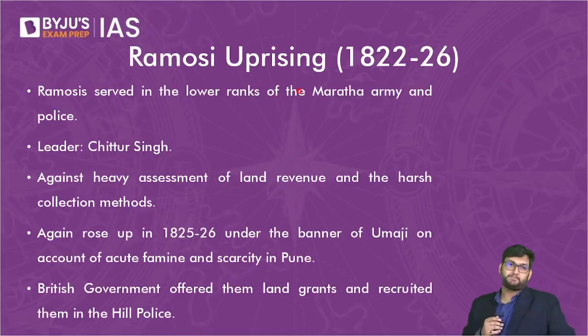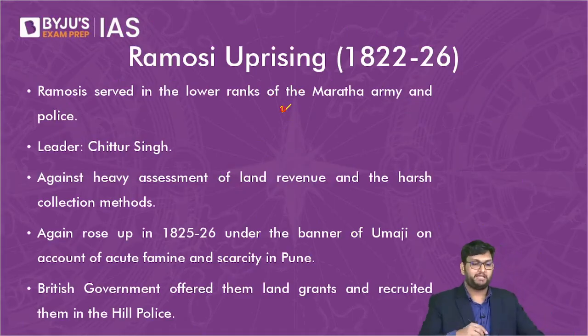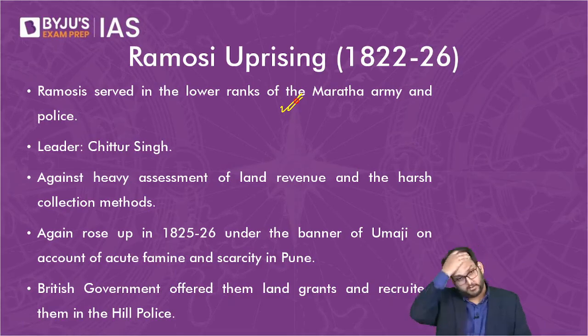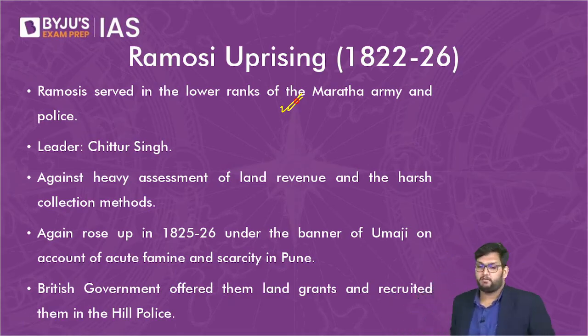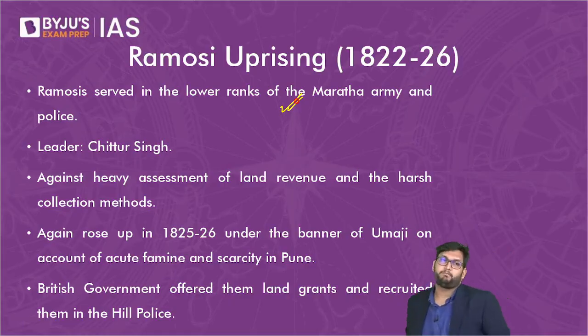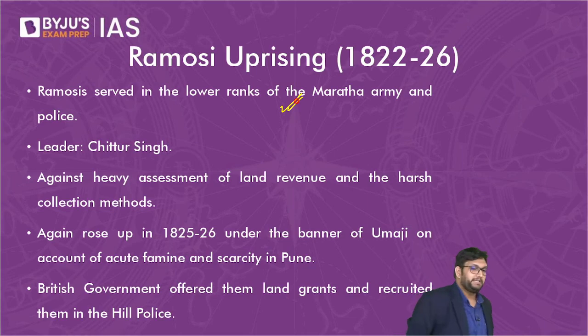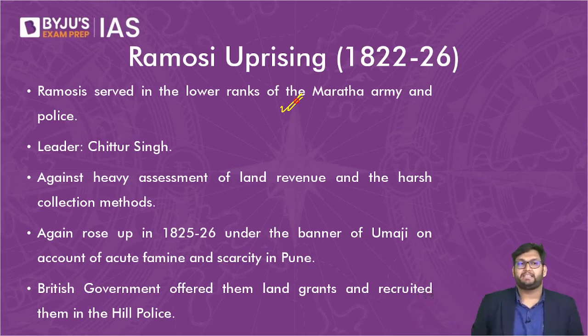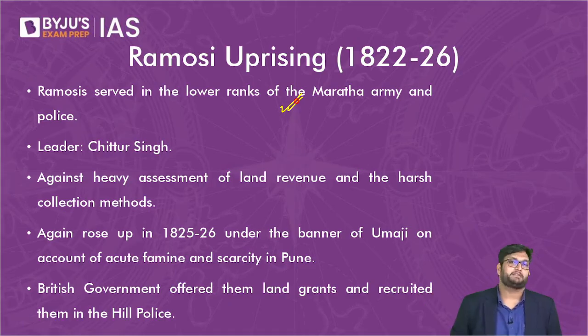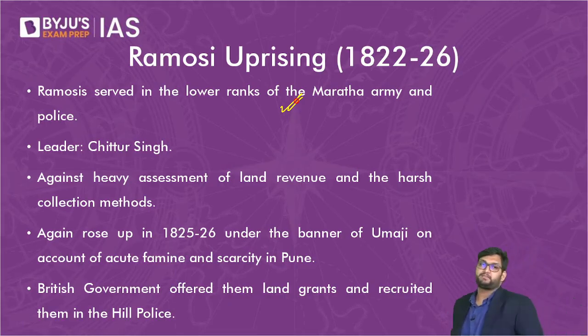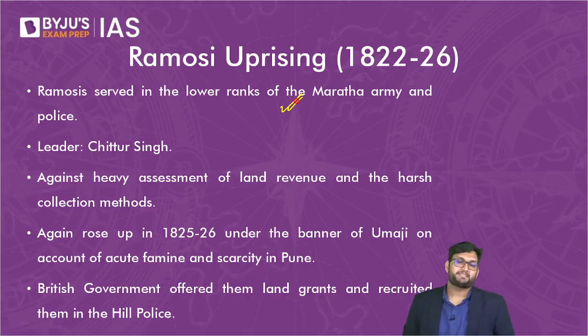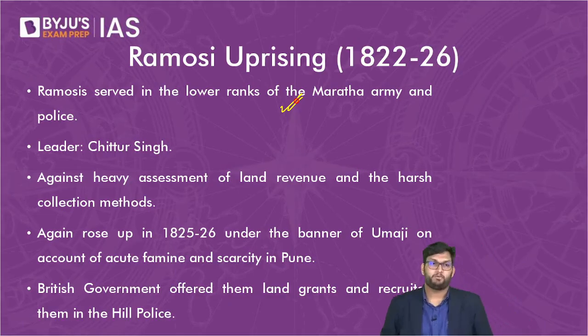Thereafter, you have Ramosi. Ramosi again is related to the Marathas. So the Ramosis are basically the part of the Maratha army and police. Leader is Chittur Singh, and he will again rebel against very heavy assessment of land revenue and heavy collection methods. And under the banner of Umaji in 1825-26, they will start to rebel against the British once there will be an acute famine and scarcity in Pune.